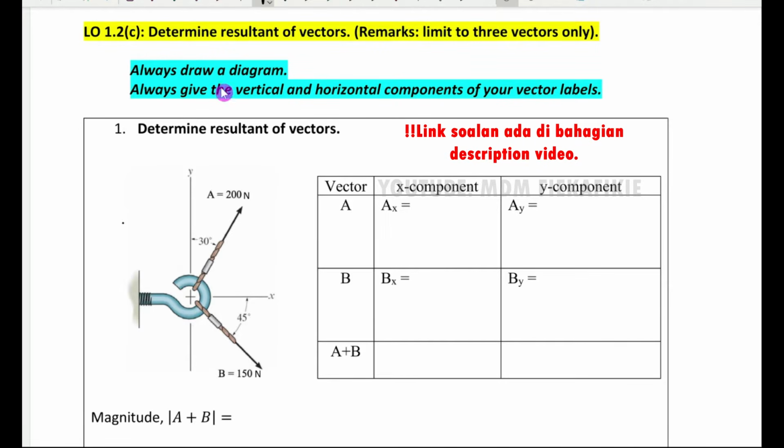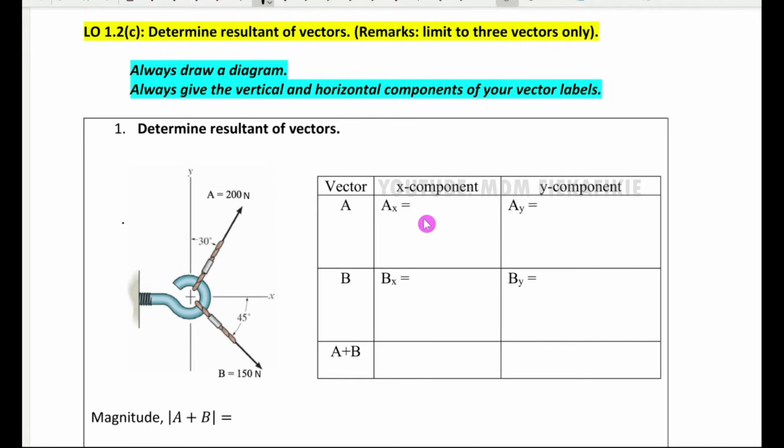Alright, so bila kita nak kira resultant of vectors, make sure always draw a diagram and then always give the vertical and horizontal components of your vector labels. Make sure you label x and y component, okay, and then after that you can calculate the resultant vectors.